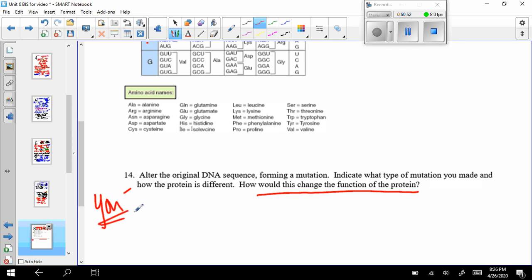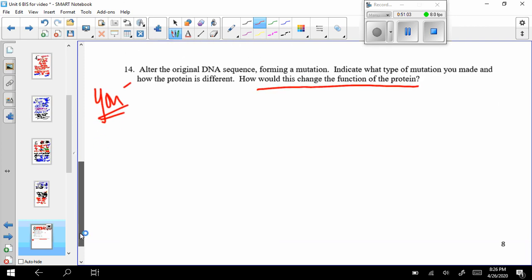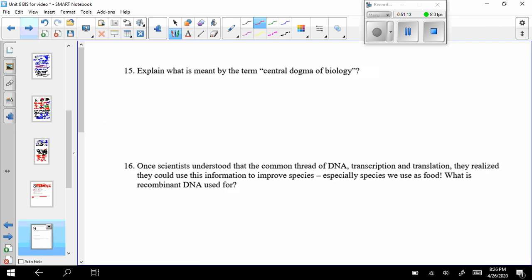And so you go through, change the sequence. You could give me a silent, you can give me a missense, you can give me a nonsense, tell me how it changed it. And only if it's silent do I expect no change in the overall shape and function. If you do missense or nonsense, I'm definitely expecting a change in how it's going to look and then how it's going to behave. All right, what is meant by the term central dogma of biology?